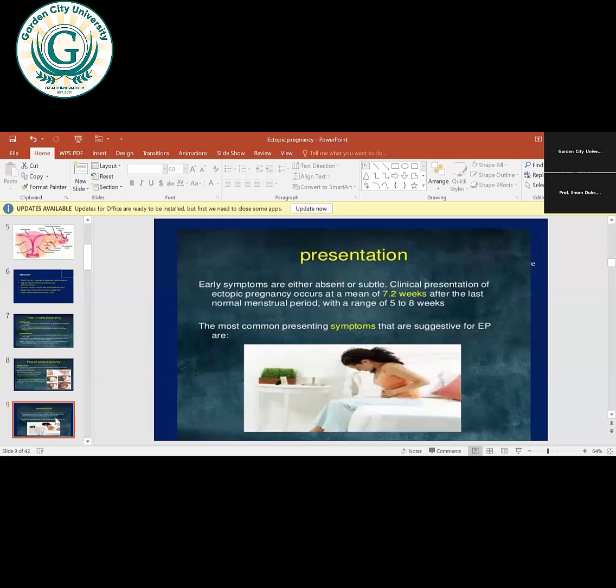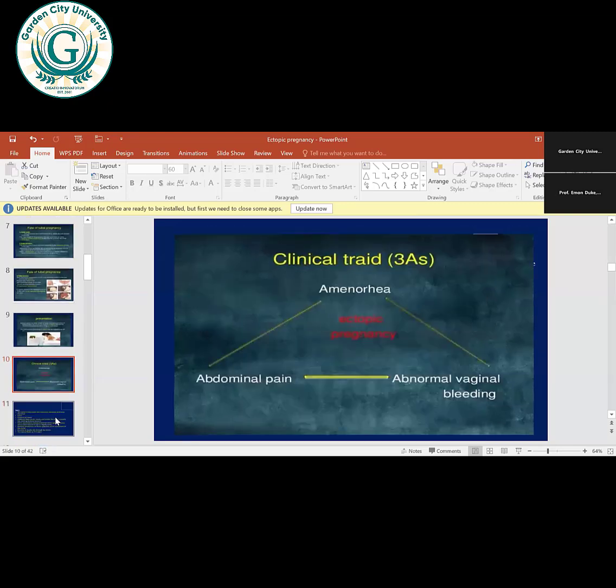The most common presenting symptoms that are suggestive of ectopic pregnancy are what? Can you know them? Here they are. It is a trio of 3 A's: amenorrhea, abdominal pain, and abnormal vaginal bleeding.